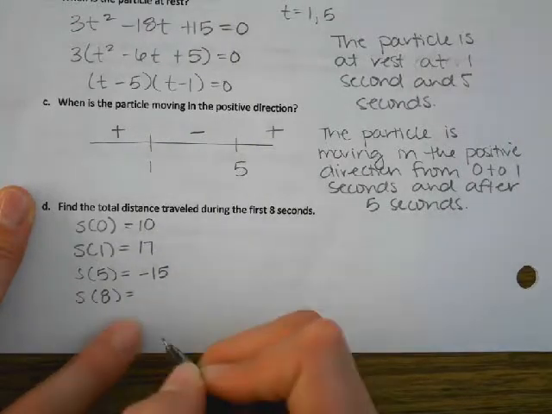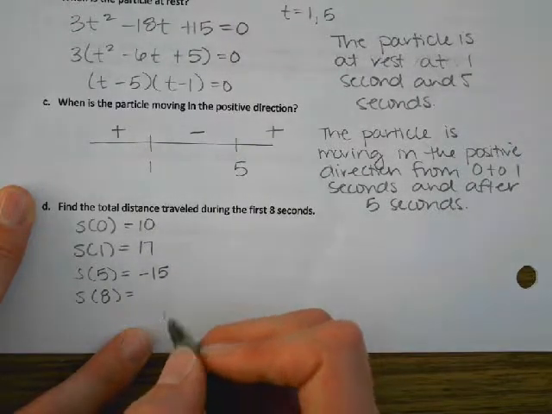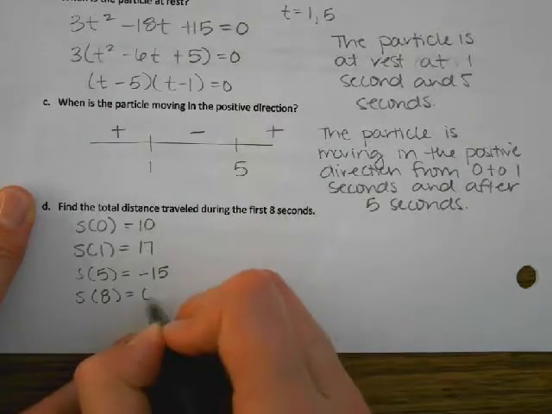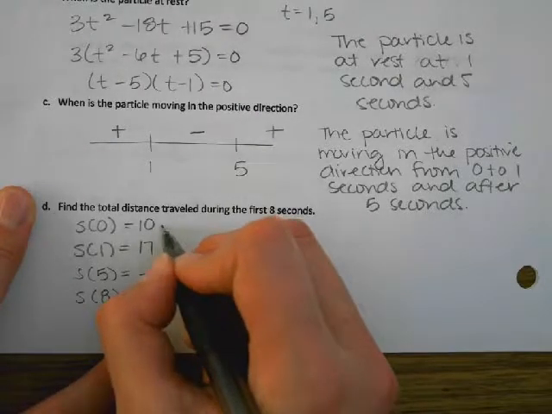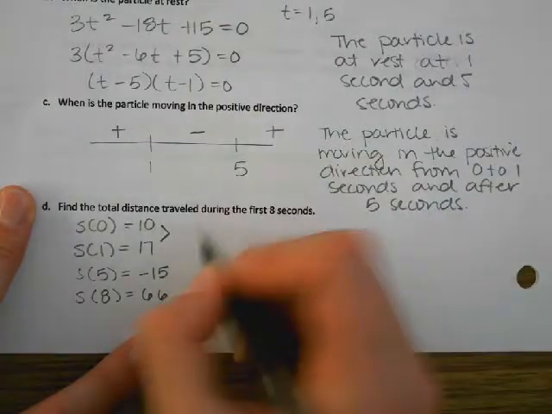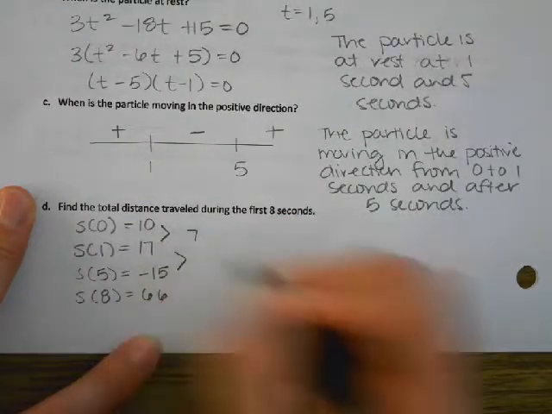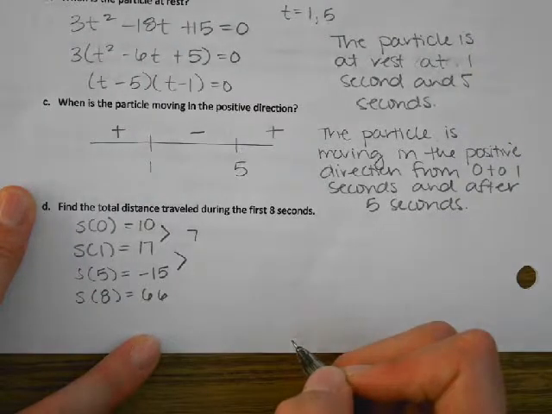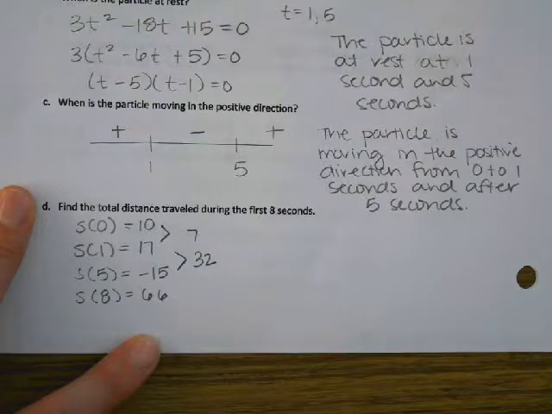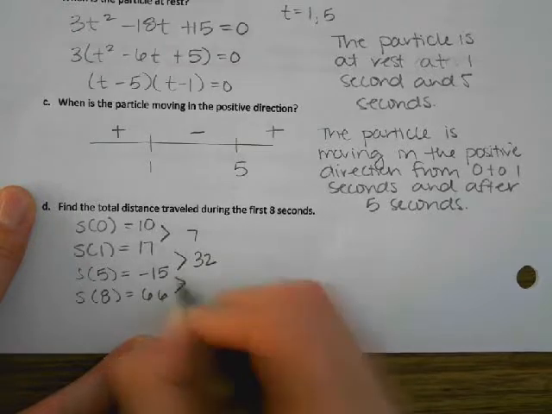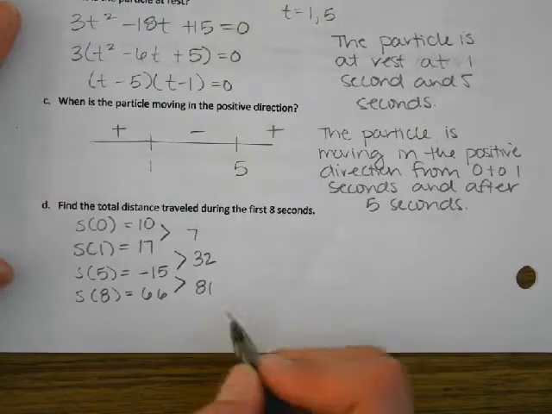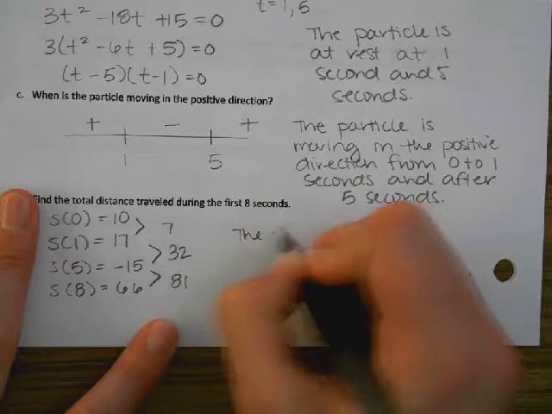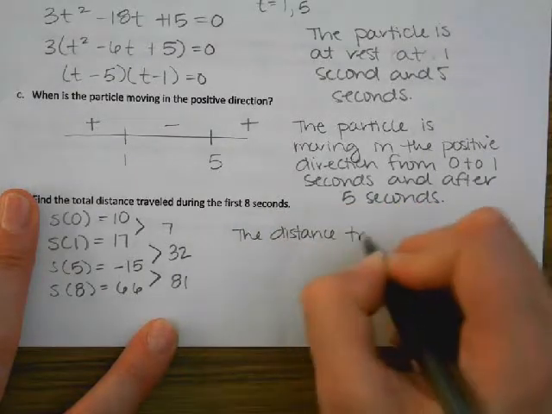Negative 15. And then how about 8? 66. All right. So from 0 seconds to 1 second, how far did it travel? 7, right? From 7 to negative 15, how far is that? Yeah, and we're just going to say 32 since we're talking distance. We just want to know the absolute value of how far it went. From negative 15 to 66, how far is that? 81. So now for the total distance traveled, we just need to add those up. Yep, 120.